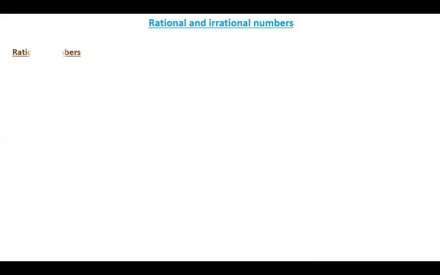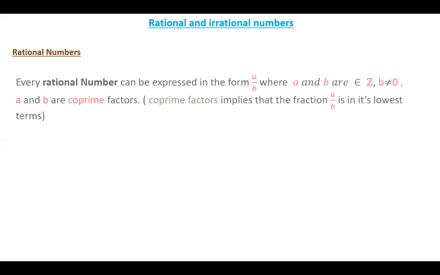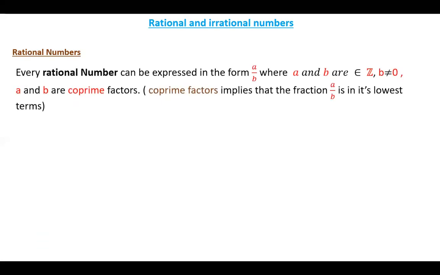All right, proceed. So I was saying co-prime factors is just another way of saying A and B on this fraction are in their lowest terms. This definition for rational numbers is very important if you want to know whether the fraction you've been given is a rational or an irrational number. Let's proceed.